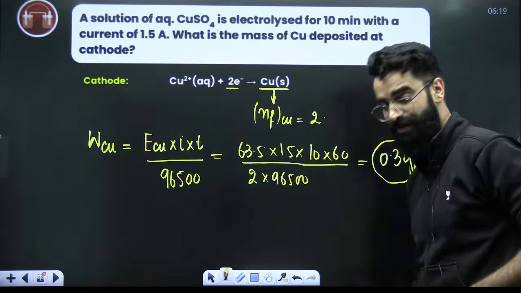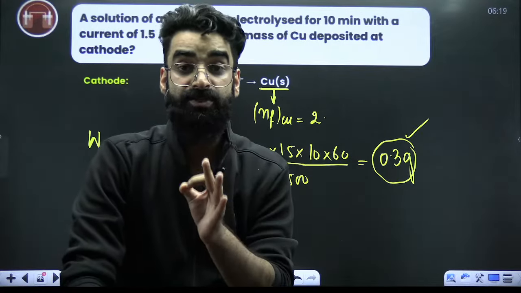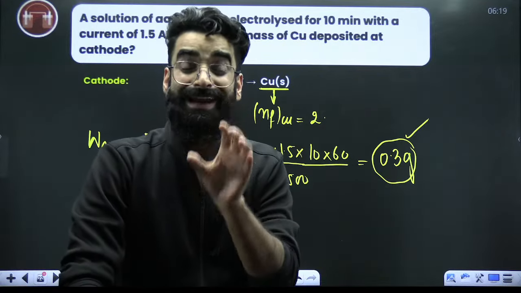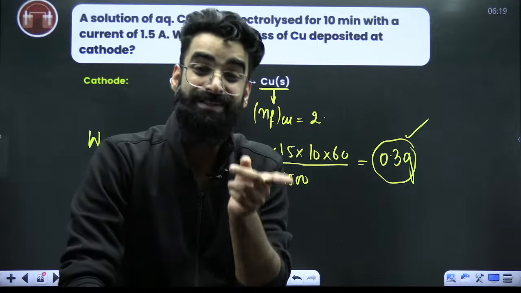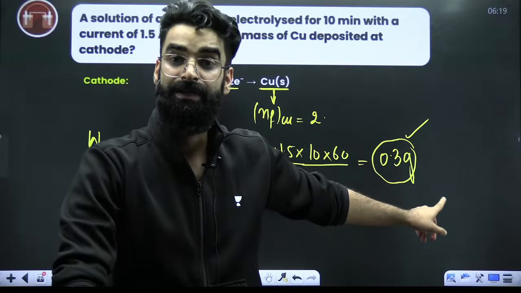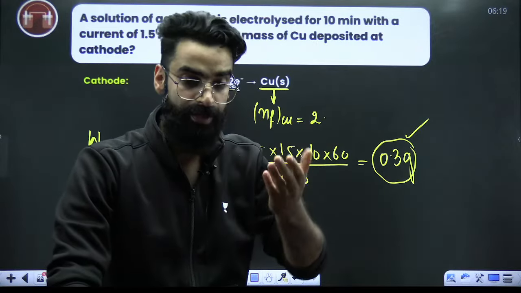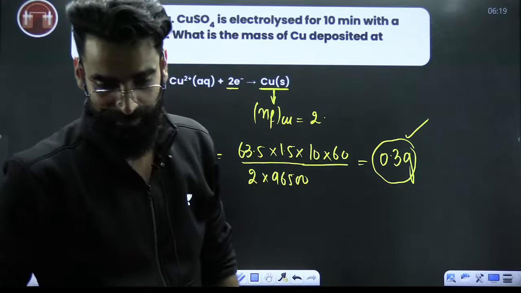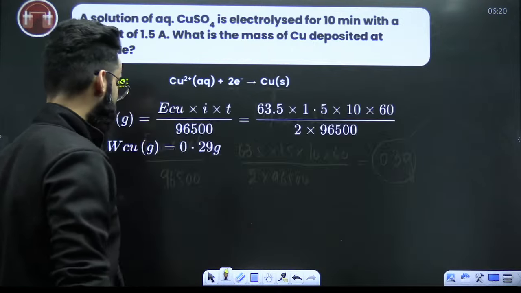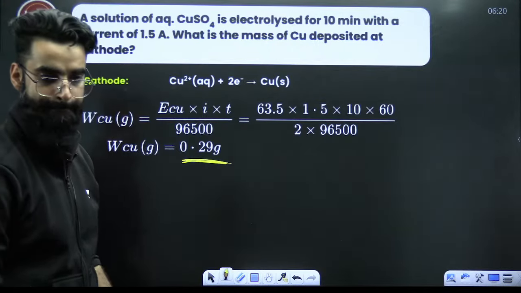So what is the 0.3 grams exactly? When we do the electrolysis of aqueous CuSO4 and a current of 1.5 amperes is passed into the solution for 10 minutes, 0.3 grams of copper would have been deposited at the cathode, which is what I was supposed to calculate. I believe it's clear. Let me know once in the chat if it is clear. So 0.29 grams is the answer.